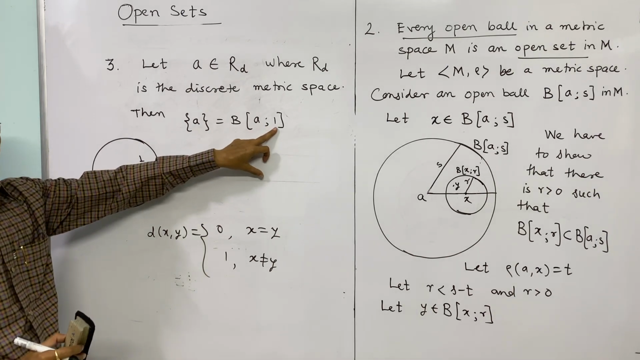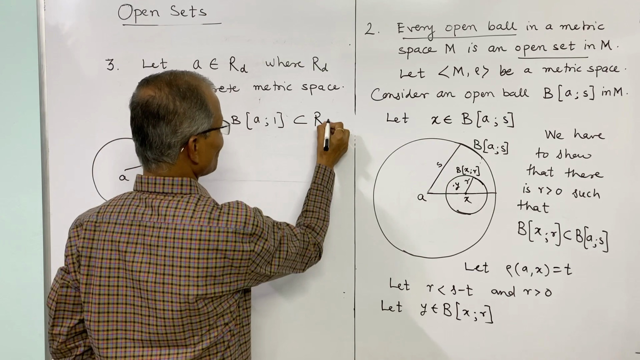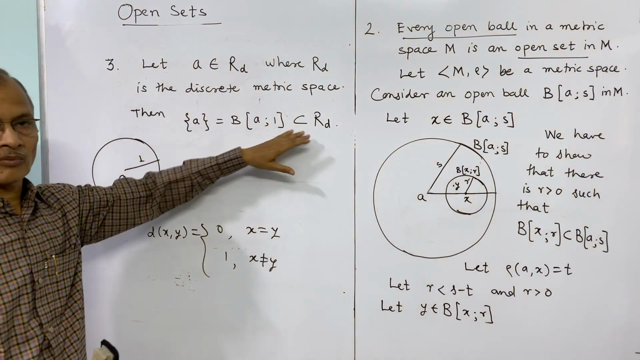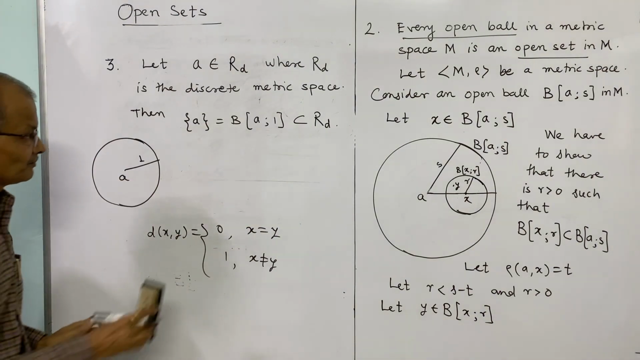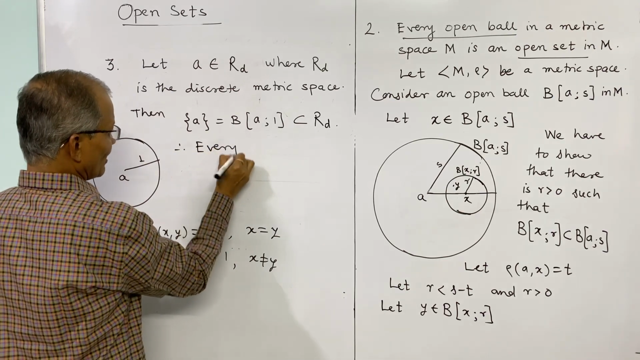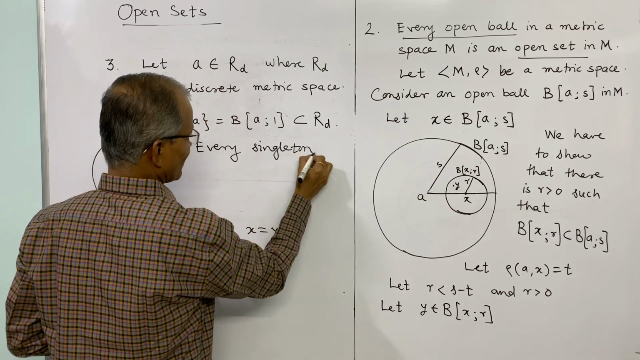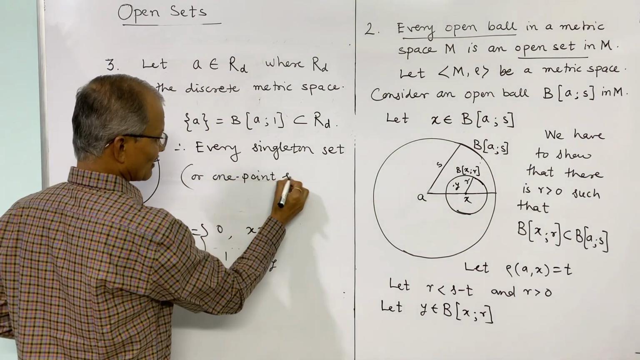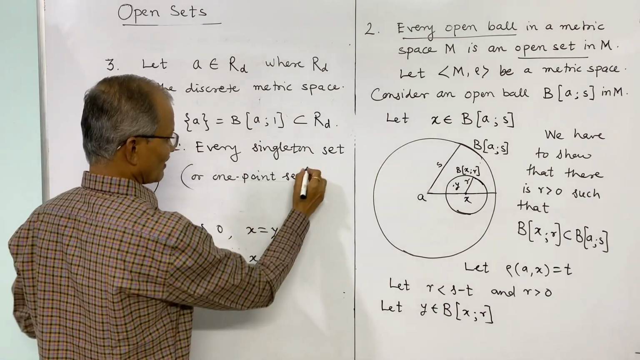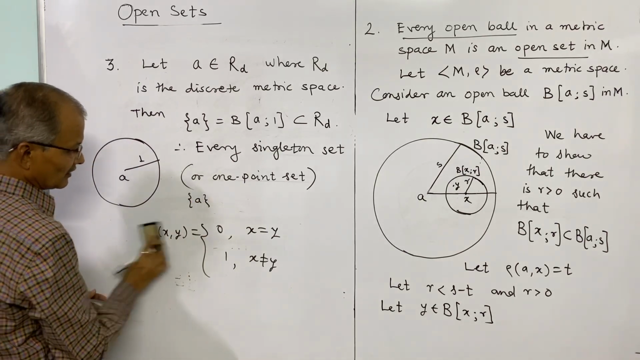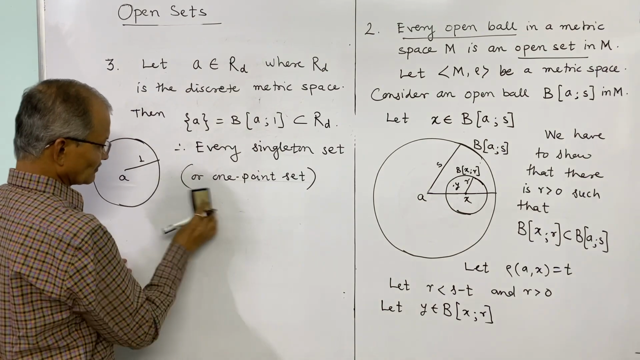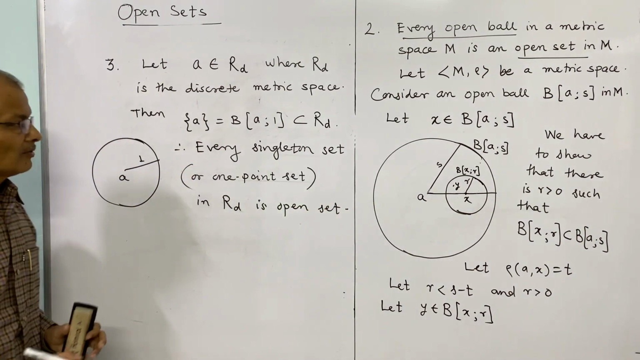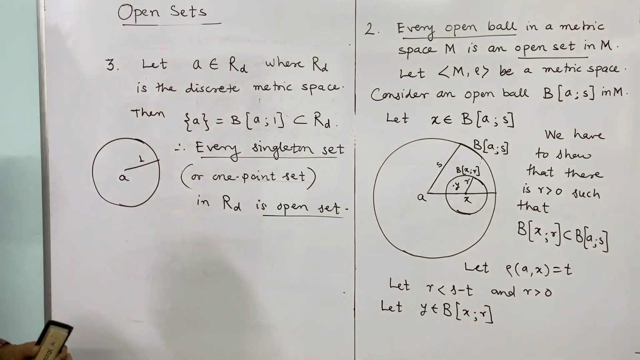And this is contained in RD. This open ball is contained in RD, and therefore every singleton set is an open ball which is contained in RD, and therefore every singleton set in RD is an open set. So therefore every singleton set, or that is one point set, A in RD is open. Every singleton set is an open set in RD. That is an example, our next example.